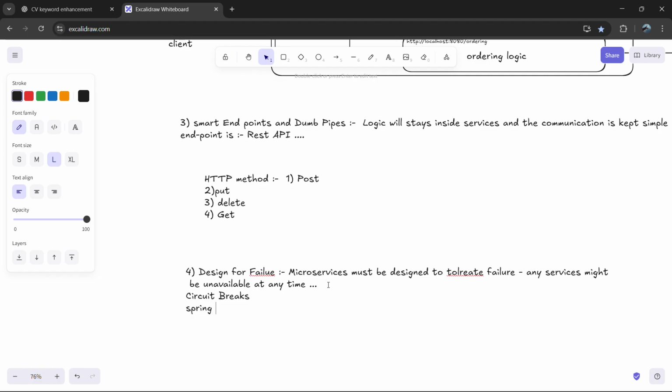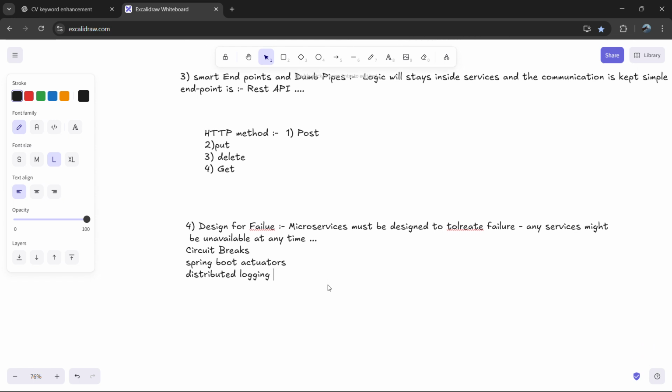There is one more tool. This is Spring Boot Actuator. These are the mechanisms by which you can stop a system from failure. Distributed logging. Okay, these are the concepts from which you can stop a system from failure.